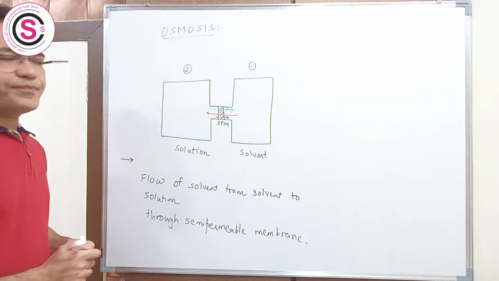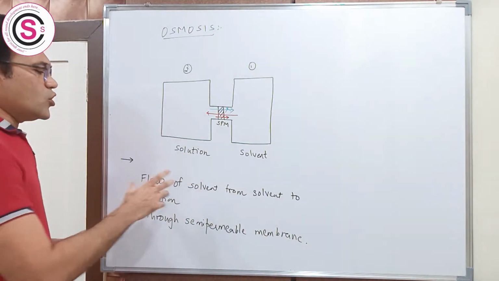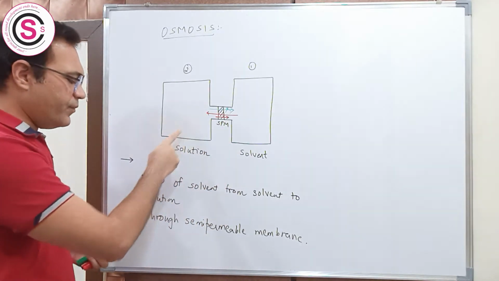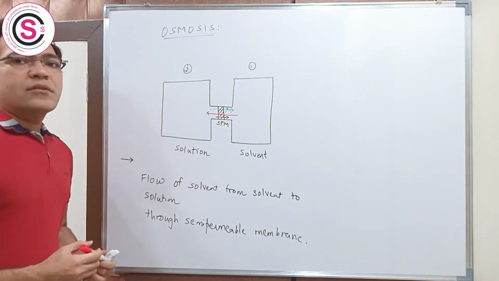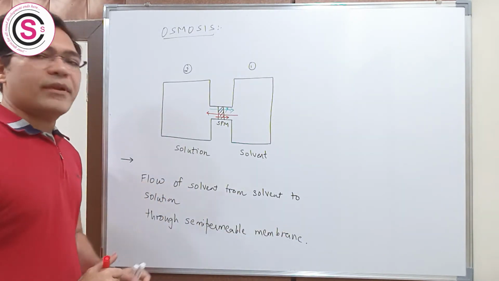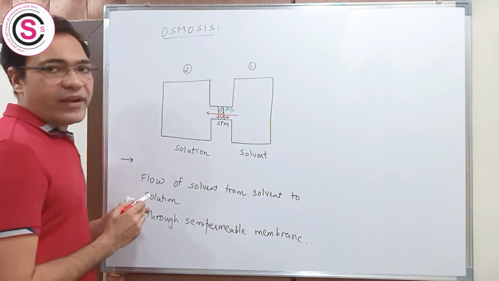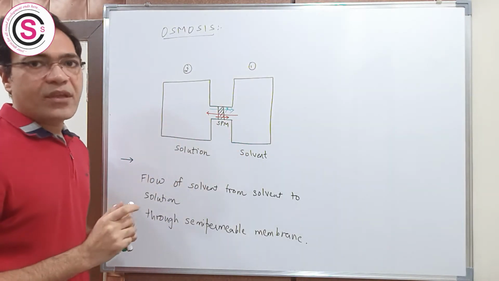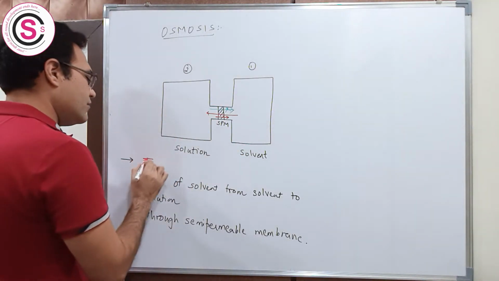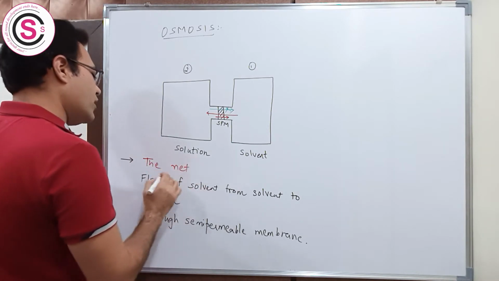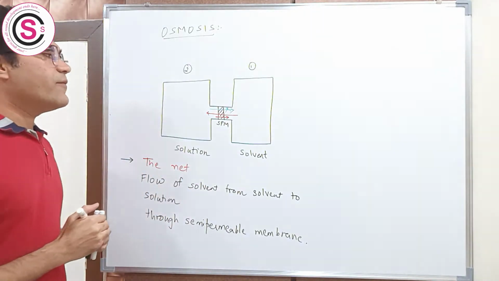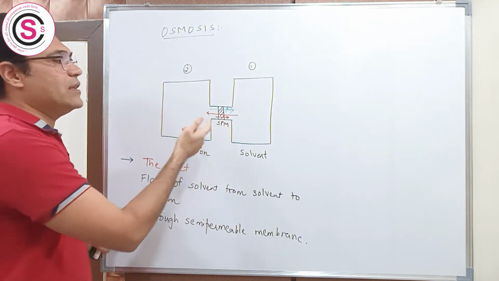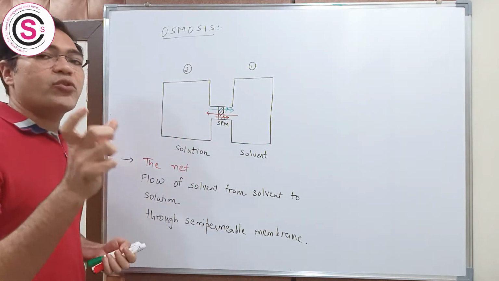Is that very easy, students? What is osmosis? Osmosis is nothing but the flow of solvent from solvent to solution through a semi-permeable membrane. Students, I find this definition incomplete, because here the solvent is moving from solvent to solution and also from solution to solvent, right? So I should write the net movement or the net flow, right? Net flow, why? Because the movement of solvent from 1 to 2 is more than 2 to 1. So I should use the word net here.